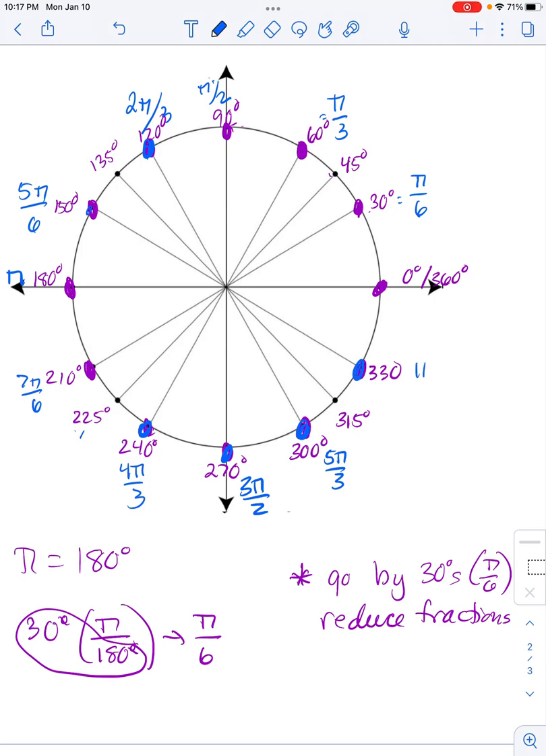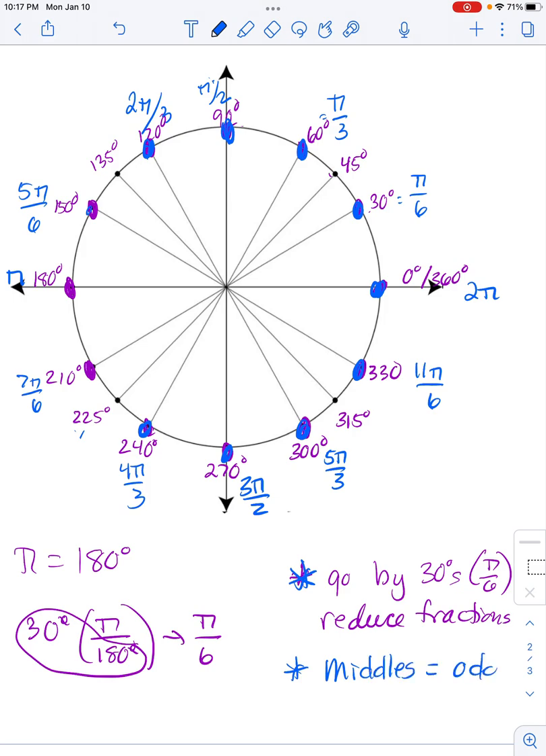I was at 10, so this is going to be 11 pi over 6. And then all the way around is going to be 12 pi over 6, which reduces to 2 pi, which is all the way around. So if I go by 30s and I count around and reduce, I have everything done except the middles.